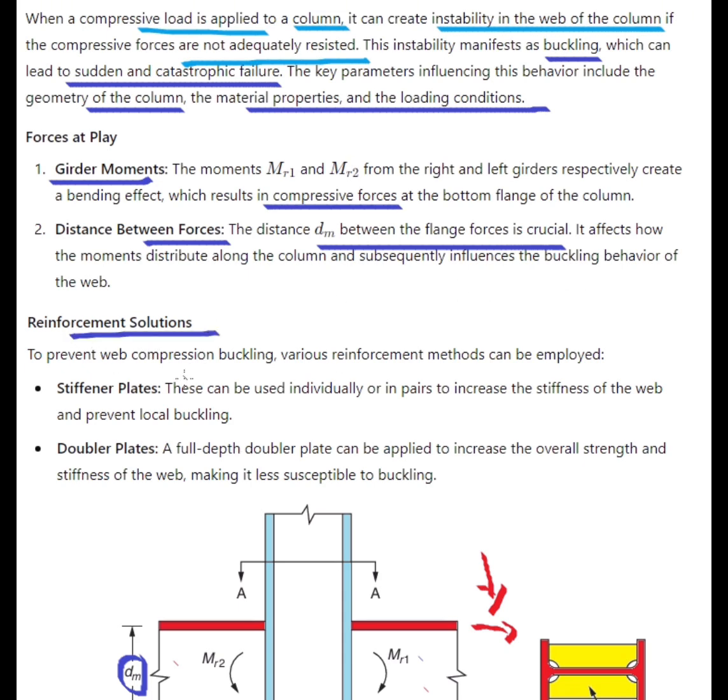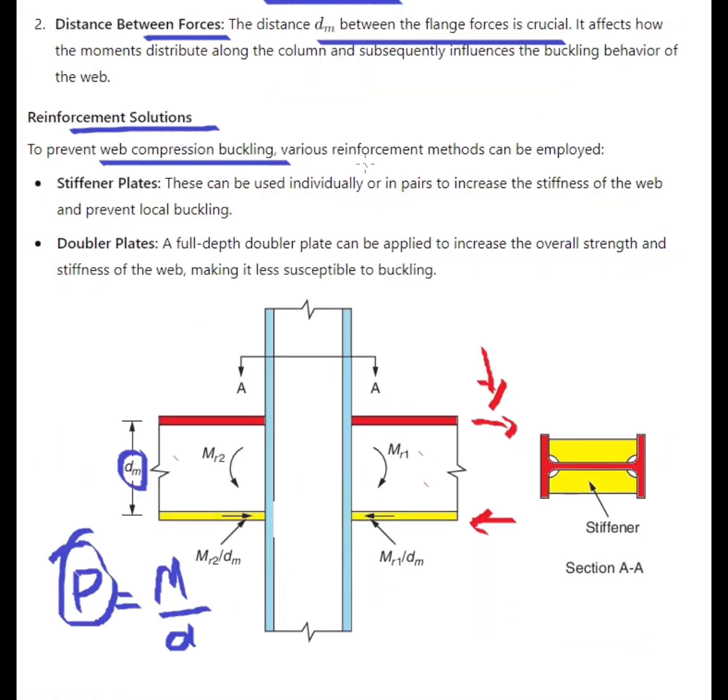So, reinforcement solutions to prevent this web compression buckling. Various reinforcement methods can be employed. One of them is to place a stiffener also, right? Stiffener plates. These plates can be used individually or in pairs, as you can see here, to increase the stiffness of the web and prevent local buckling.